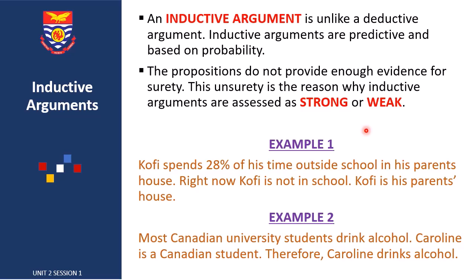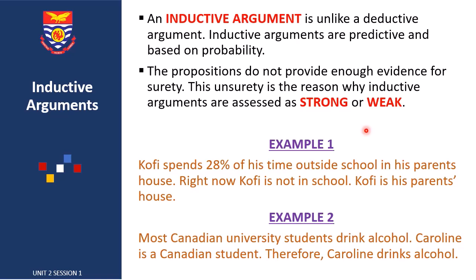Let's look at one of the examples there. It says Kofi spends 28% of his time outside school in his parents' house. Right now, Kofi is not in school. Kofi is in his parents' house. Now, that is an inductive argument, and we may look at its assessment later, whether it could be strong or weak.